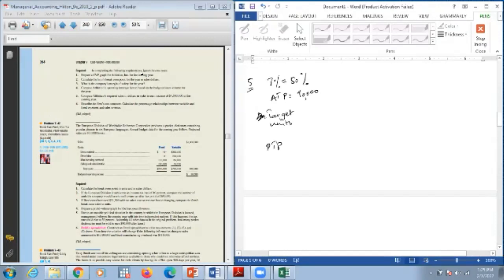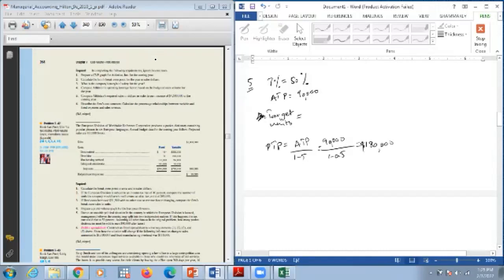Once again, we need a pre-tax profit, which will be equal to after-tax profit divided by 1 minus the tax rate. So that's $90,000 divided by 1 minus 0.5. We get $180,000 as our pre-tax profit.